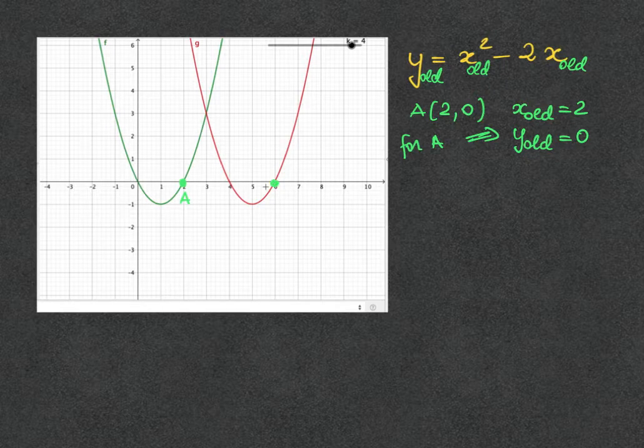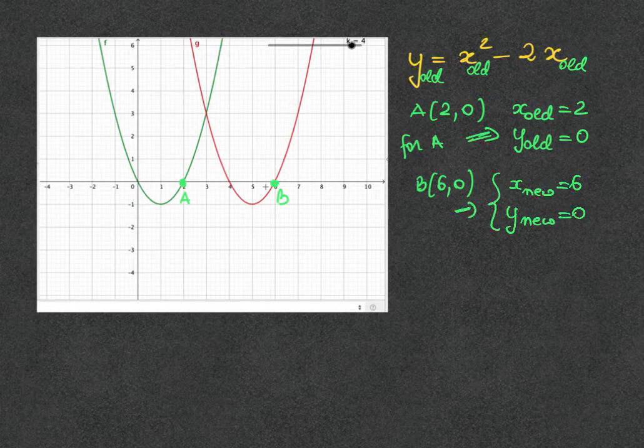Point A is mapped onto point B of coordinates 6 and 0. So point B will have the coordinates 6, 0, and it's a corresponding point of A. That's why I chose it, because we move A onto B. So the x new will be 6, the x coordinate of B, and y new is going to be the same, 0. So that's for B, where A is mapped into B.